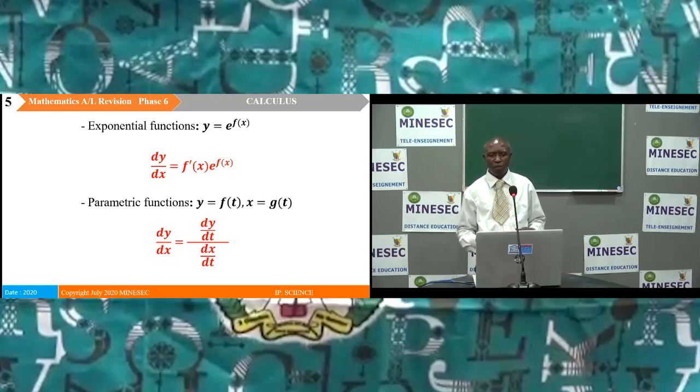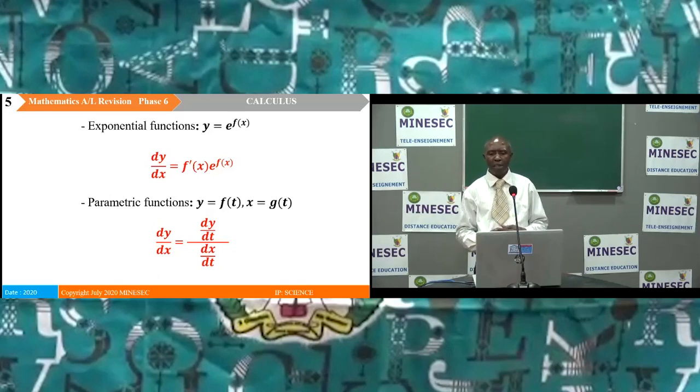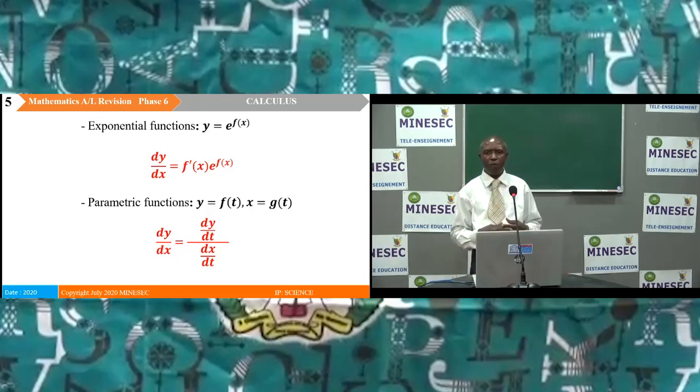Parametric functions. If y is a function f with respect to t and x is a function g with respect to t. To obtain dy/dx, we have to first differentiate y with respect to the parameter t, and x with respect to the parameter t, before looking for our dy/dx. And to obtain our dy/dx, we have dy/dt, all divided by dx/dt.